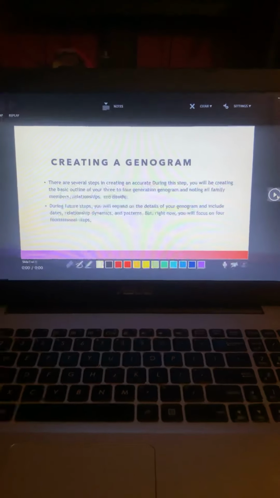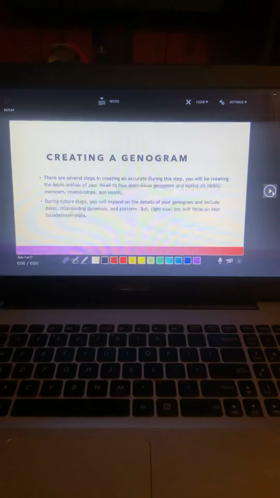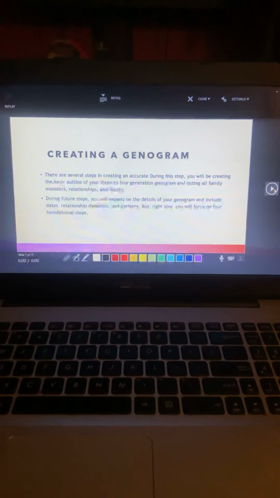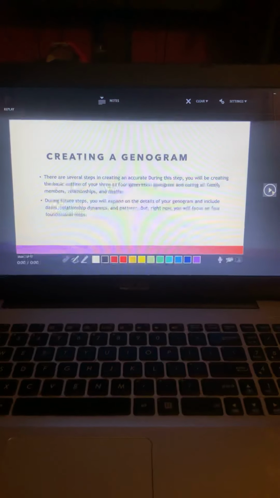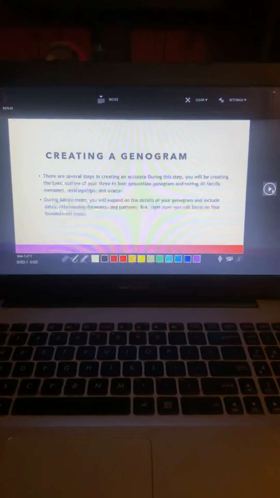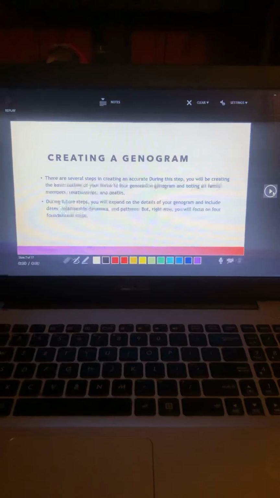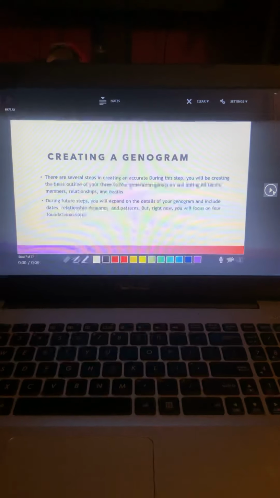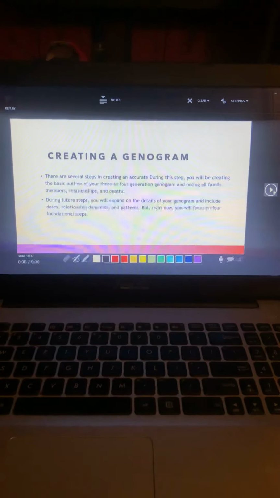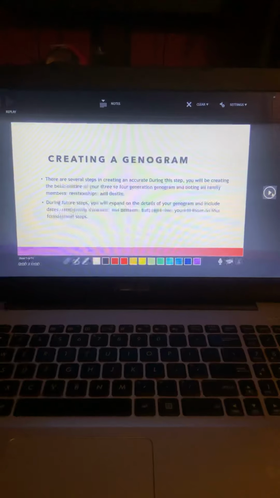Now, creating a genogram, there are several steps in creating an accurate one. During this step, you would be creating a basic outline of your 3 to 4 generational genogram, and noting all family members, relationships, and deaths. So you'll note the deaths of those different relationships and family members for about 3 to 4 generations. During future steps, you would expand on the details of your genogram and include dates, relationship dynamics, and patterns. But right now, you would just focus on the 4 fundamental steps.